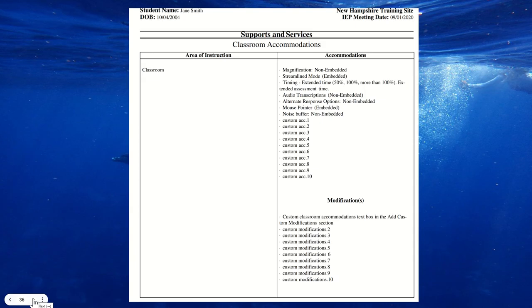I also always send a screenshot of this page to general education teachers after an IEP is finalized, along with a note letting them know that the IEP is available, but here's the most important thing for you to know. A lot of teachers don't read IEPs. I want to make sure that this section makes it in front of their eyes.